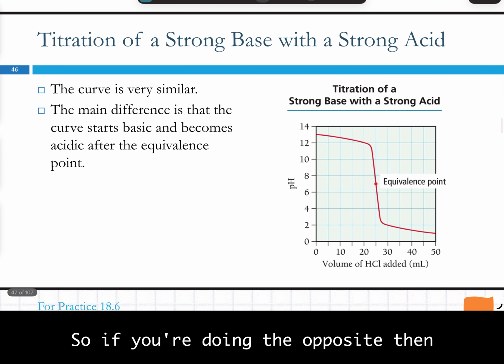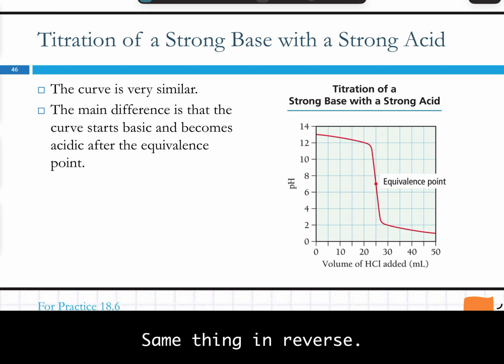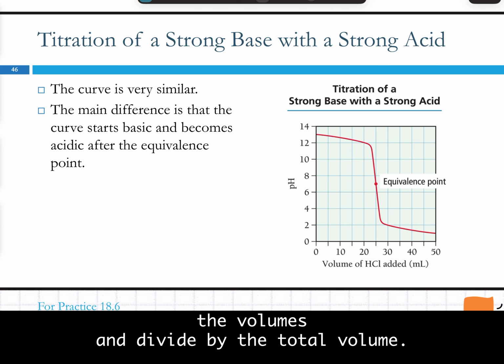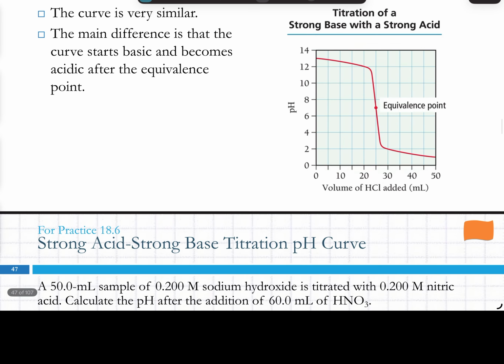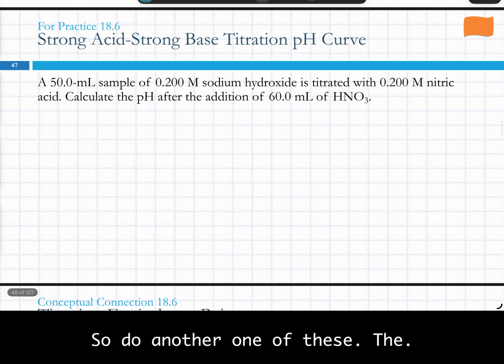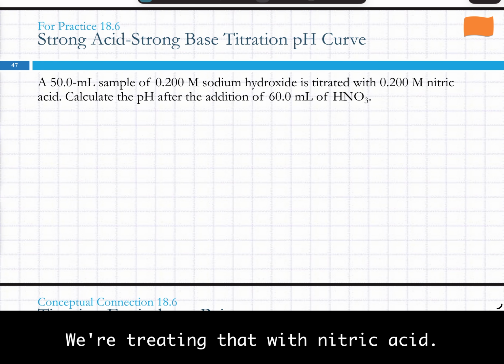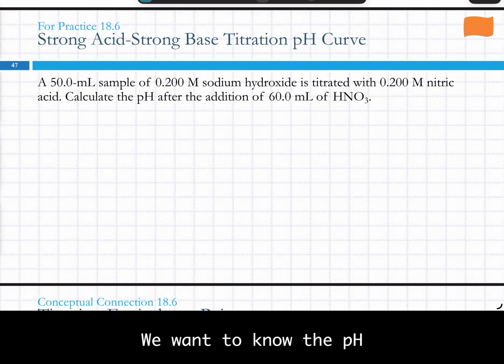So if you're doing the opposite, then you have a strong base and you're adding strong acid. Same thing in reverse. Again, don't forget to add the volumes and divide by the total volume. So do another one of these. So we have a 50 ml sample of 0.200 molar sodium hydroxide. We're titrating that with nitric acid. We want to know the pH after 60 mils of nitric acid.